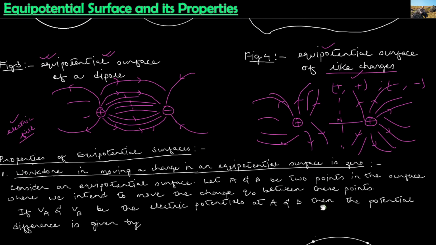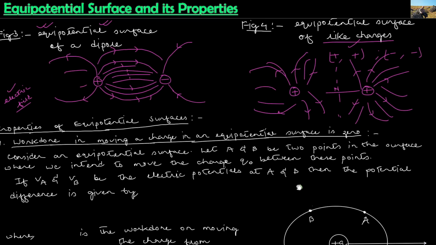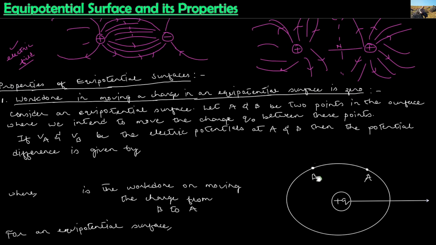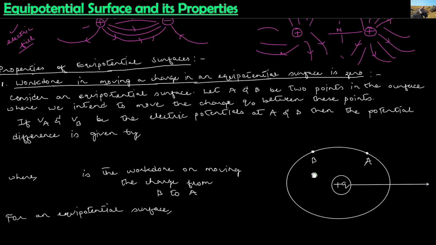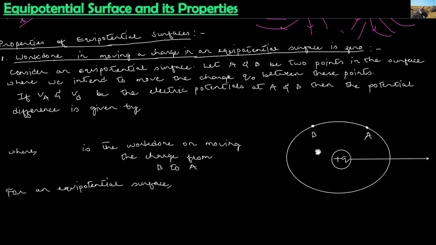So now we will move on into the discussion of the properties of equipotential surfaces. Now, the first point for the property of an equipotential surface is that the work done in moving a charge on an equipotential surface is zero. Now, let us consider that this is the charge plus Q, which is placed at the center.